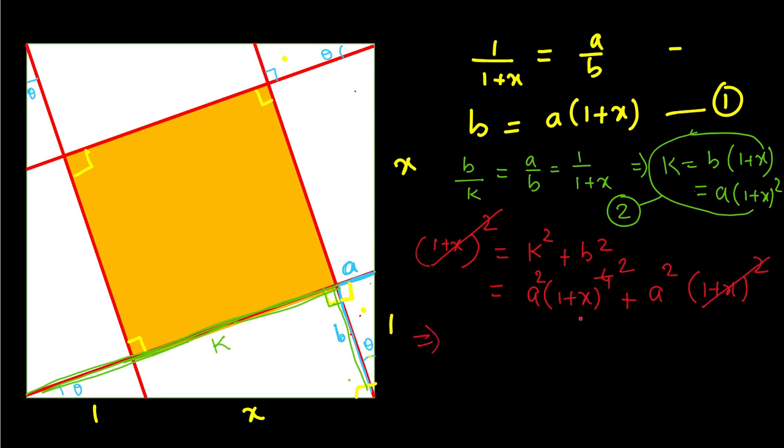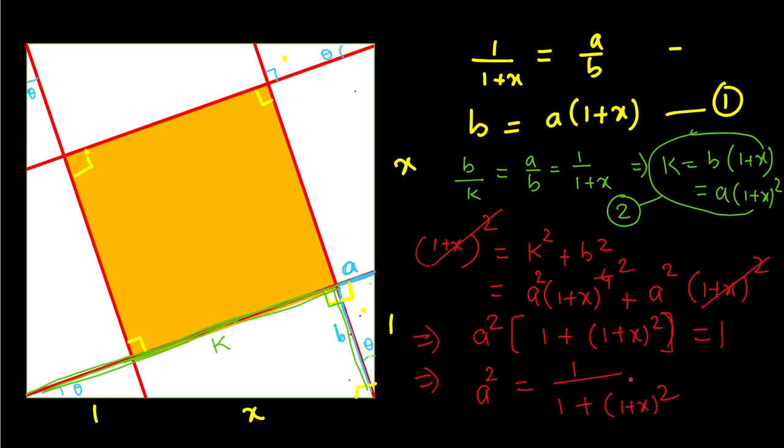So this right hand side becomes a square times (1 plus x) whole square, which is equal to 1, this left side. So what is a square? A square is 1 over 1 plus x whole square, and this will be our equation 3. Now using these three, we have to calculate the required ratio.